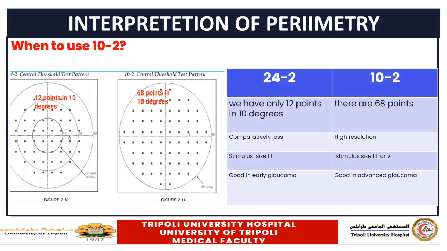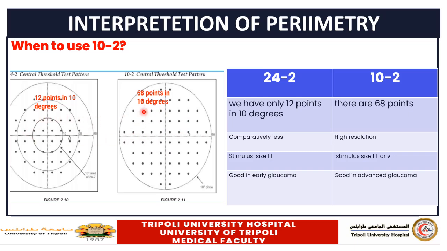A few points about the difference between the 24-2 and 10-2. As we mentioned before, in 24-2, the central 10 degrees contains only 12 test points. However, the 10-2 contains 68 points. And this difference is very peculiar to the 10-2, making it very sensitive to early detection of glaucoma. So in 10-2, we can pick up early changes in glaucoma, sometimes even before the 24-2.